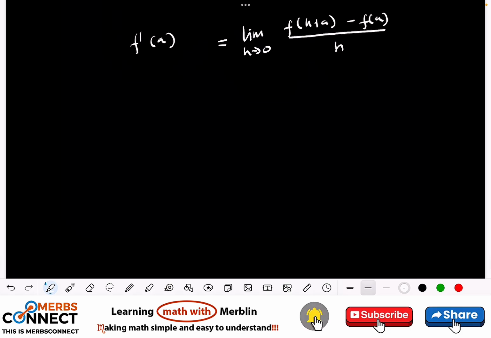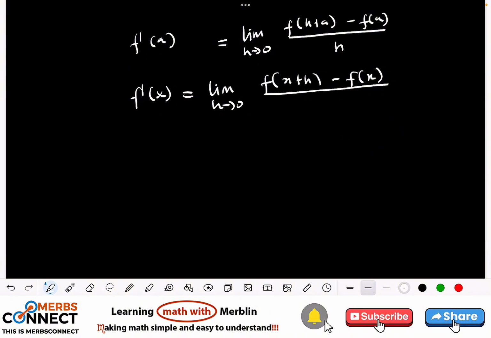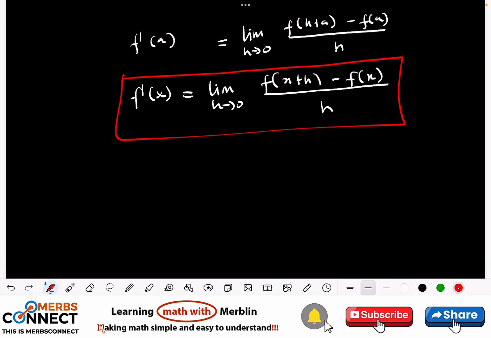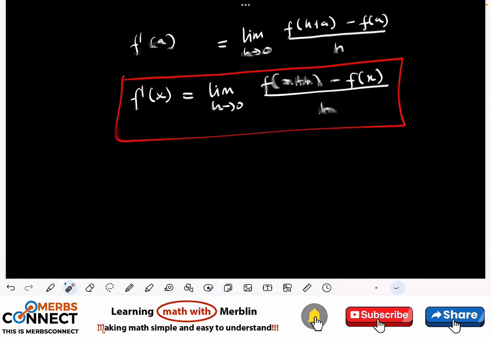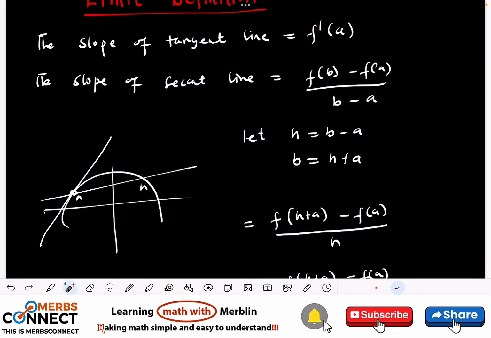So if I change variable by changing a to x, I'm going to have f prime of x equal to limit as h is approaching 0 of f of x plus h minus f of x, all divided by h. So this is the limit definition. Throughout the examples that you are going to do, this is what you are going to use. f prime of x is equal to limit as h is approaching 0, f of x plus h, then minus f of x, all divided by h.